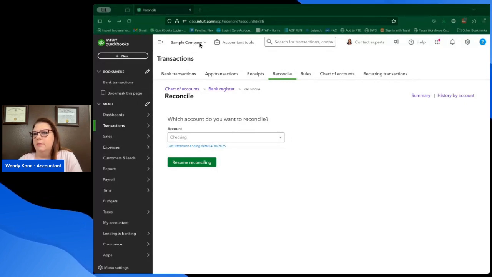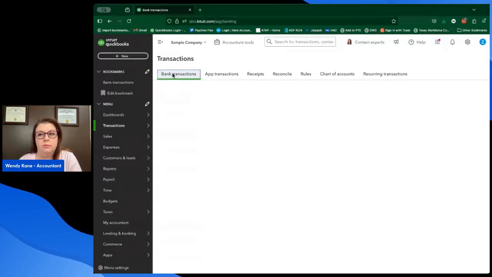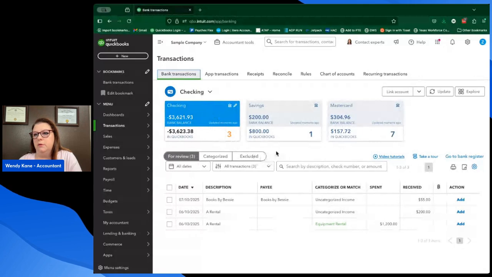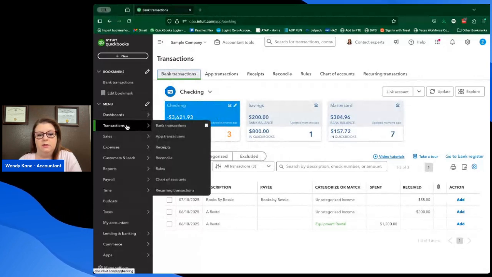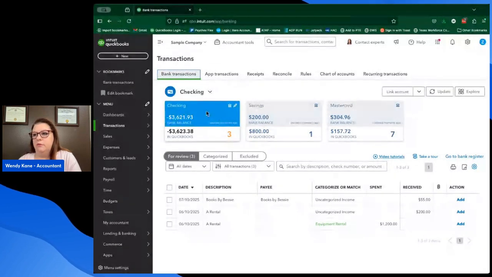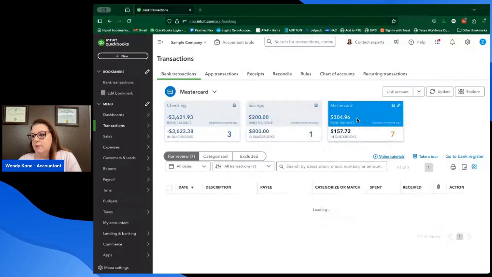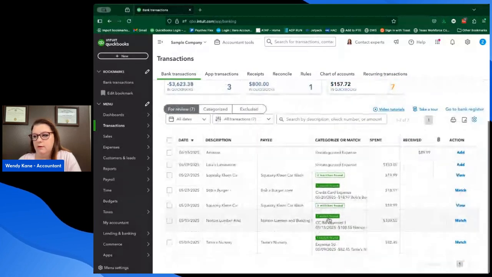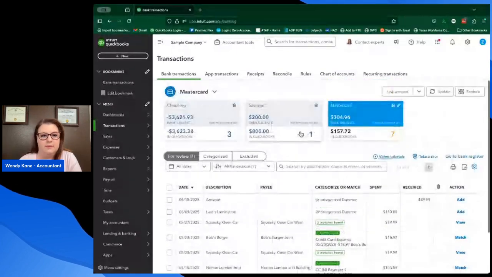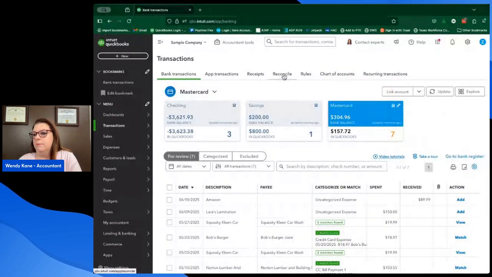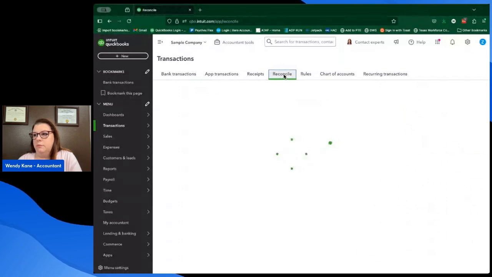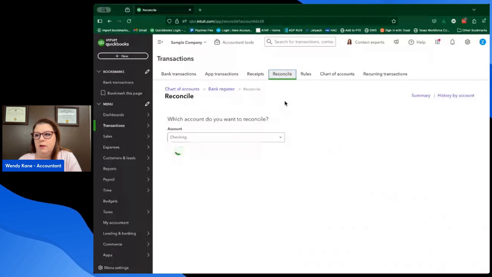So here we are in sample company, and if you are doing your own bookkeeping, this screen should be familiar to you. It's the bank transactions screen. You can find it over here on the left-hand side. This is where you have your checking account, savings account, credit card. They're all connected to the bank and QuickBooks, and then you go through and you categorize all the transactions. All right, that's the easy part, right? Okay. The next step you should be doing is reconciling each of those accounts.